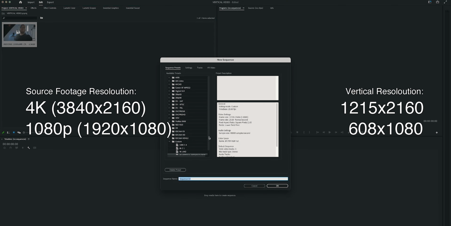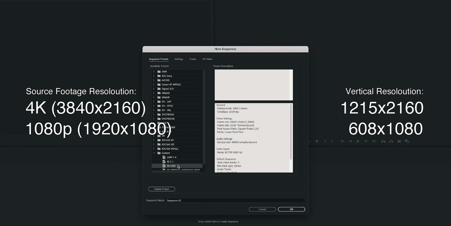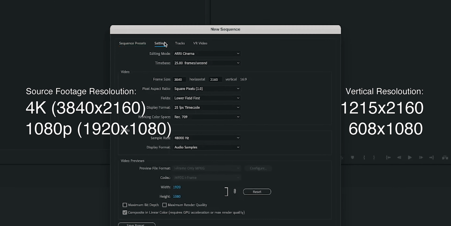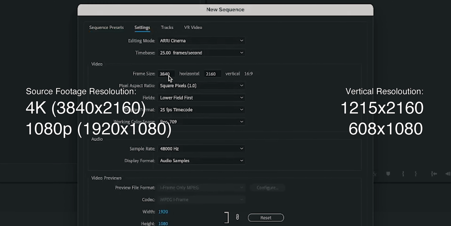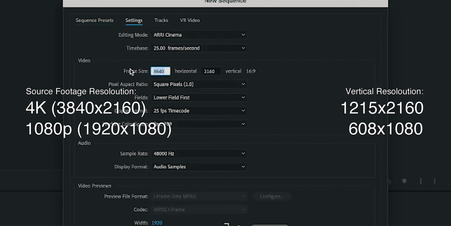If your footage is 4K, 3840 by 2160, when you create your sequence, you would create a 1215 by 2160 canvas. And if your footage was 1080p, your sequence would be 608 by 1080.